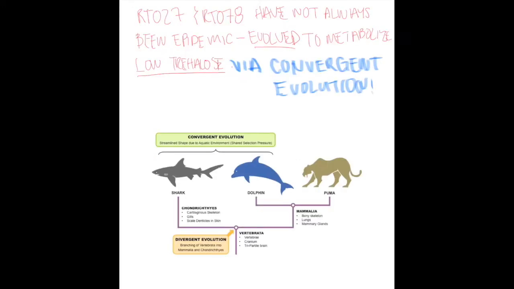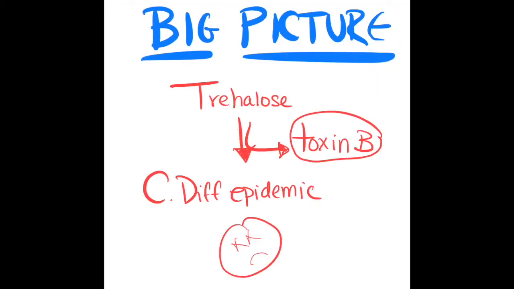RT027 and RT078 have not always been epidemic. They've evolved to metabolize low levels of trehalose, and that is via convergent evolution. So, what is convergent evolution? Well, convergent evolution is the independent evolution of similar features in a species. So the big picture is this. Because we humans have recently been adding a lot of trehalose in food, it led to the emergence of two epidemic ribotypes that have evolved to become very sensitive to this disaccharide.